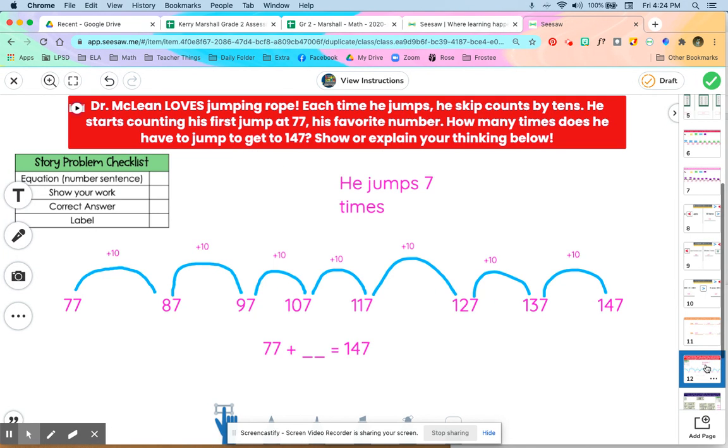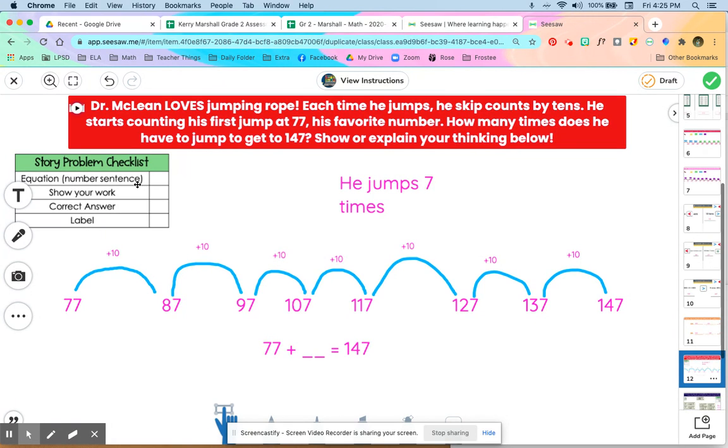And then story problems. On the story problems, they wanted them to start at 77 and get to 147, but they're skip counting each time by tens. They're jumping by tens. So if they jumped by tens, it took them 7 jumps. This was kind of confusing for some of them because a lot of the kids looked at 147 minus 77 and they said the answer was 70. But 70 jumps would have actually been 700. 7 jumps was 70 because they were jumping by tens.